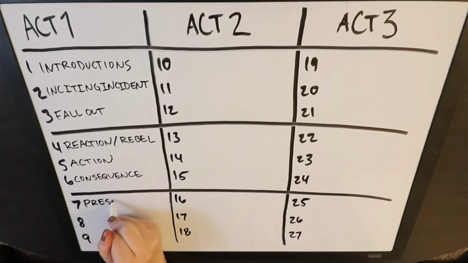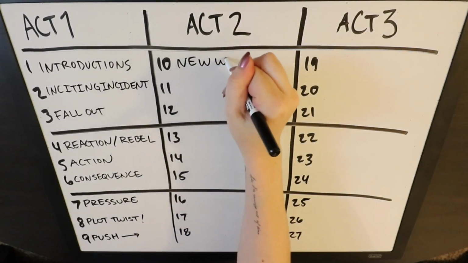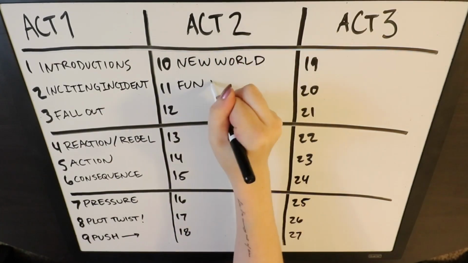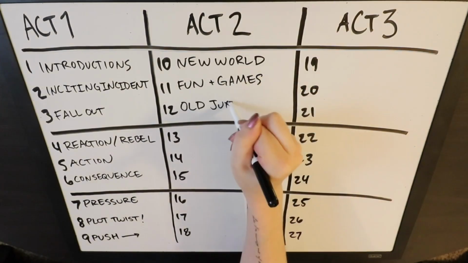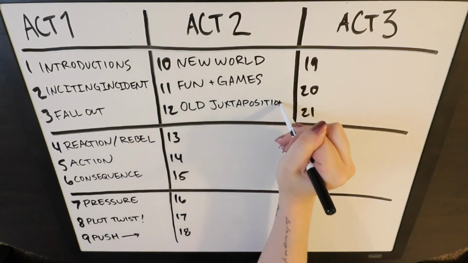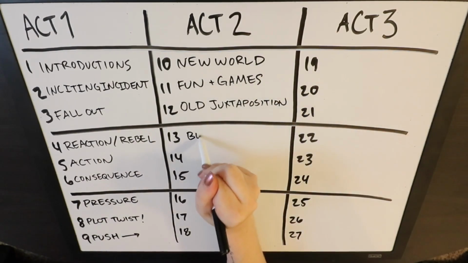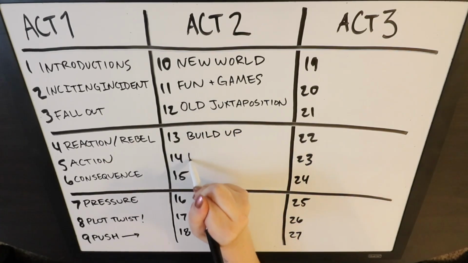In block 3, we have pressure increasing because of those consequences. Then we have the first major plot twist, and we are pushed into the new world of the second act. In block 4, we get to explore this new world and have some fun and games as we play around in this new situation. And to balance out all the new stuff, we also have some juxtaposition, some reminders of the old world. In block 5, we have another pressure chapter as we build up to the midpoint.